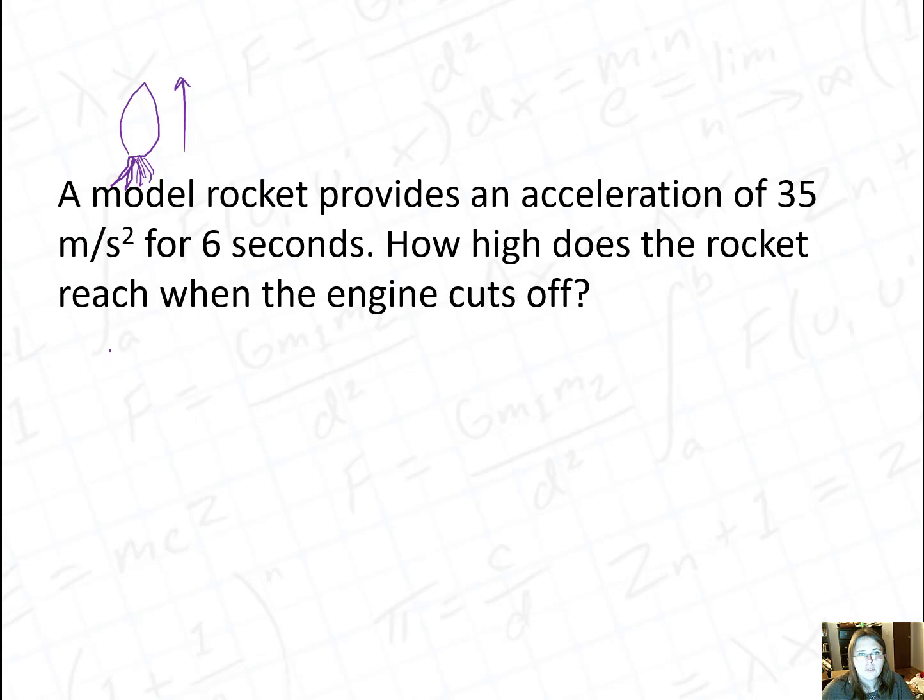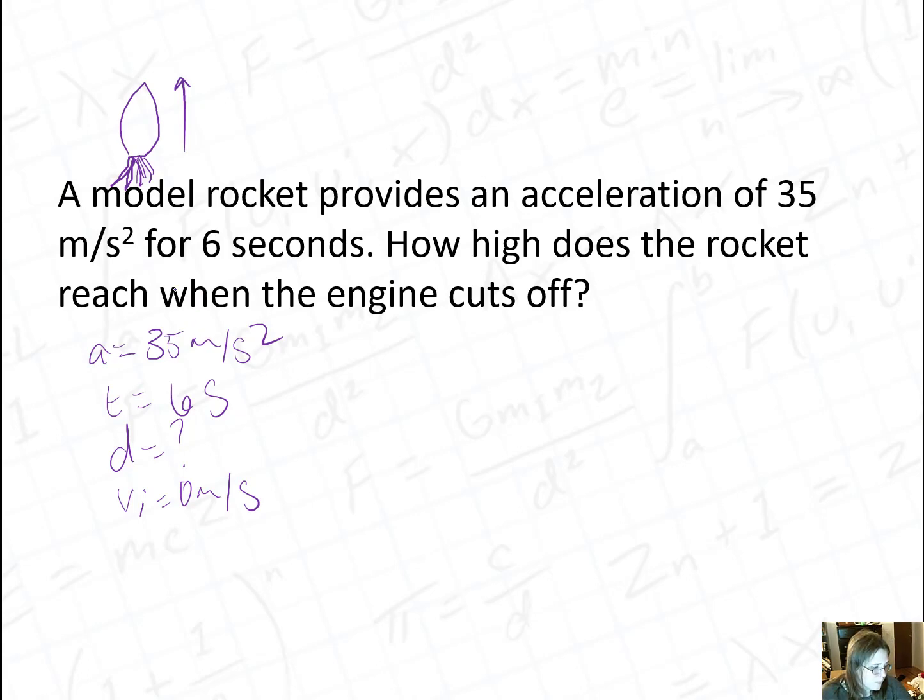And we can write our knowns. It says an acceleration is 35 meters per second squared for this rocket, and it's going to go for t equals 6 seconds. And then it asks for how high the rocket reaches when the engine cuts off. So this is going to be a distance that we're looking for. And the initial velocity is still 0 meters per second. It starts off at 0 at the bottom.